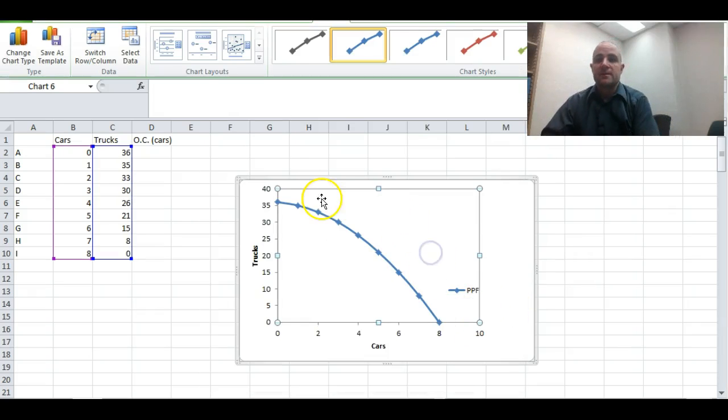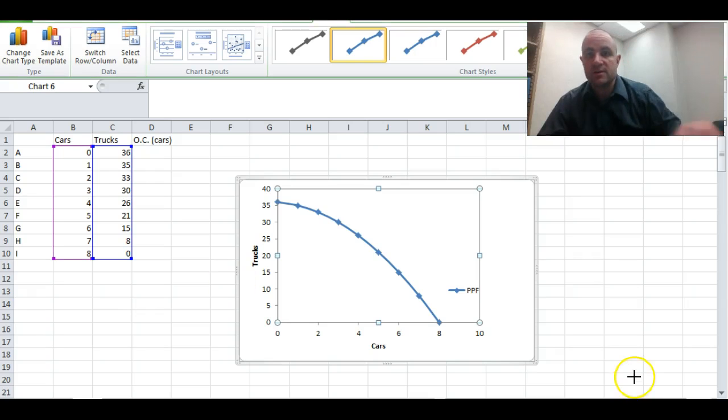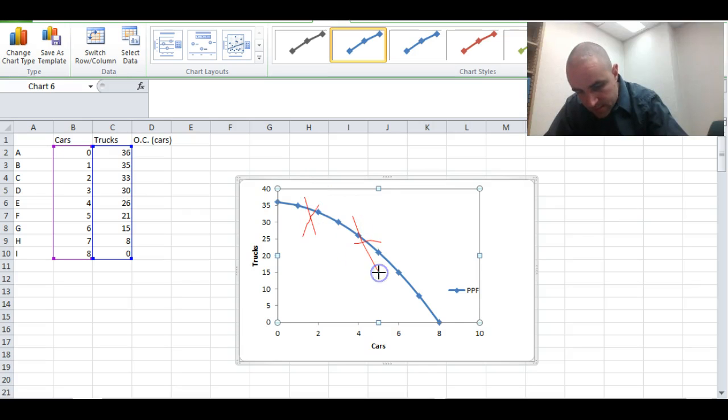So anyway, there it is. It's the production possibility frontier, the maximum combination of goods and services that can be produced. Now, when we look at this production possibility frontier, this PPF, there are 3 areas to look at. On this production possibility frontier, any point that is anywhere along this line, we say that is efficient.